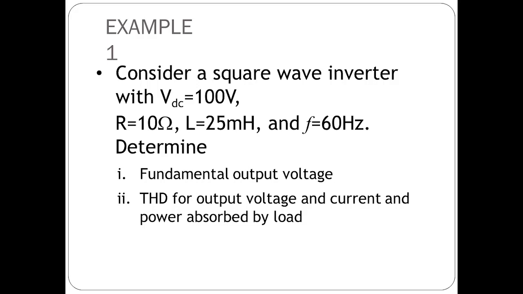So what are the things we have to do here? One thing is you have to find the output voltage, because these waveforms are given, the input of the square wave inverter is given here, and also frequency as well as resistance and inductance are given. You can easily find the fundamental output voltage, and also the total harmonic distortion for output voltage and current and the power absorbed by the load. Now we will see how the total harmonic distortion for the output voltage and current is calculated, and how the power is absorbed by the load. We will see now.